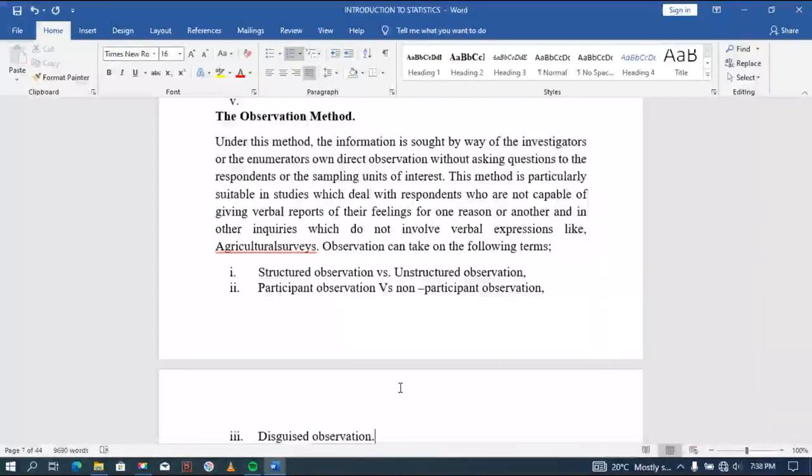as you observe their activities. Under this method, the information is sought by way of the investigator's or enumerator's own direct observation, without asking questions to the respondent or the sampling units of interest. This method is particularly suitable in studies which deal with respondents who are not capable of giving verbal reports of their feelings for one reason or another, and in other inquiries which do not involve verbal expressions, like agricultural surveys.